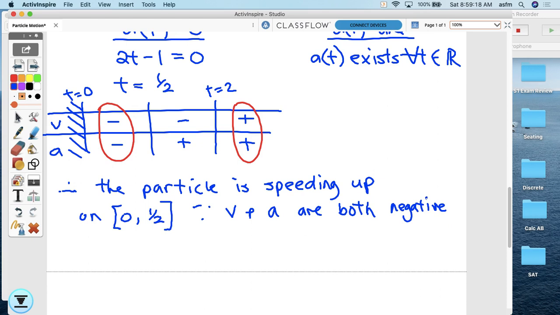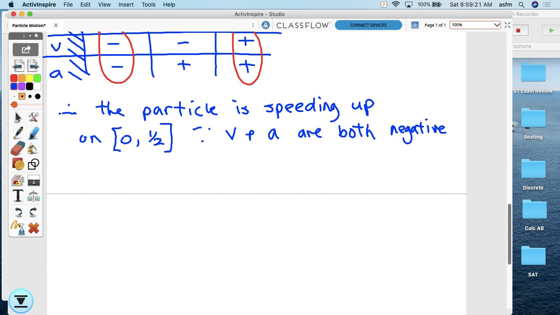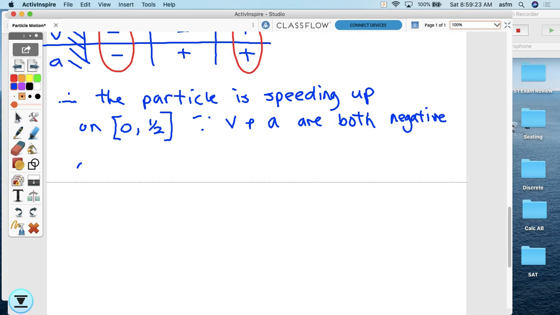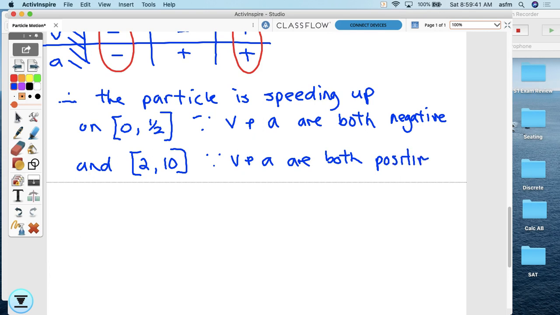And then I can do the other one, and I can say it's also speeding up on the interval 2 to 10 because V and A are both positive. And that would be considered fully justified, and the question is solved.